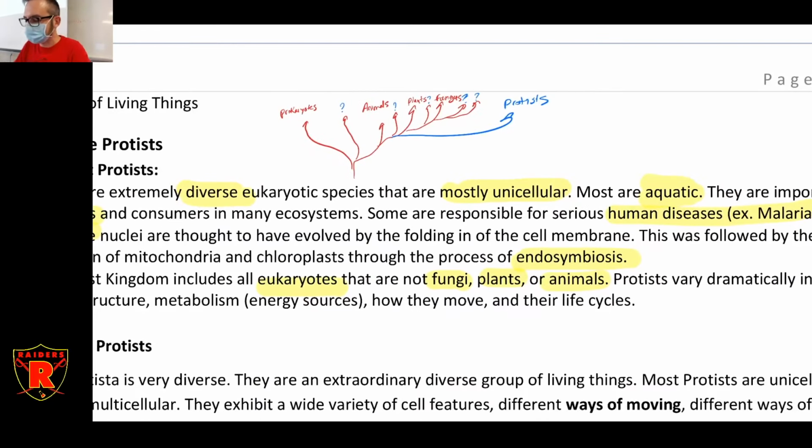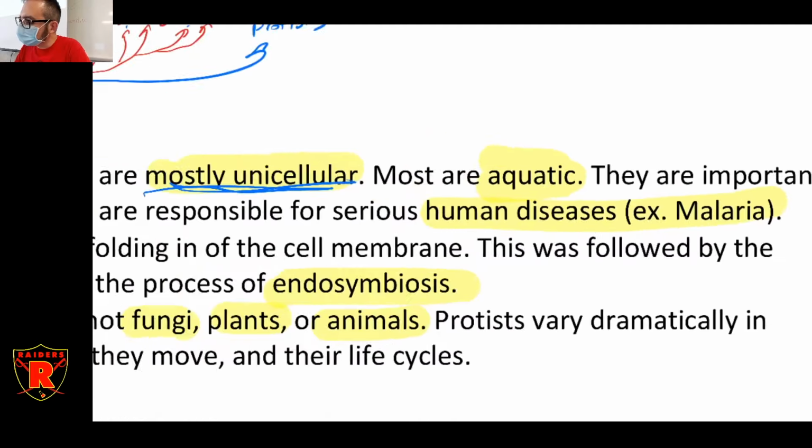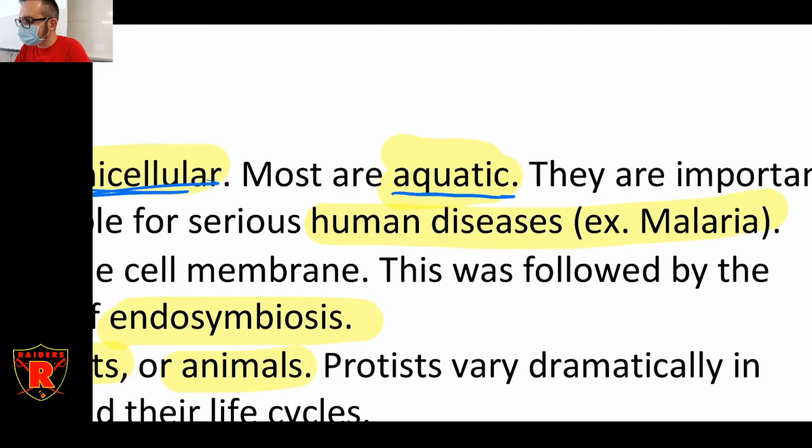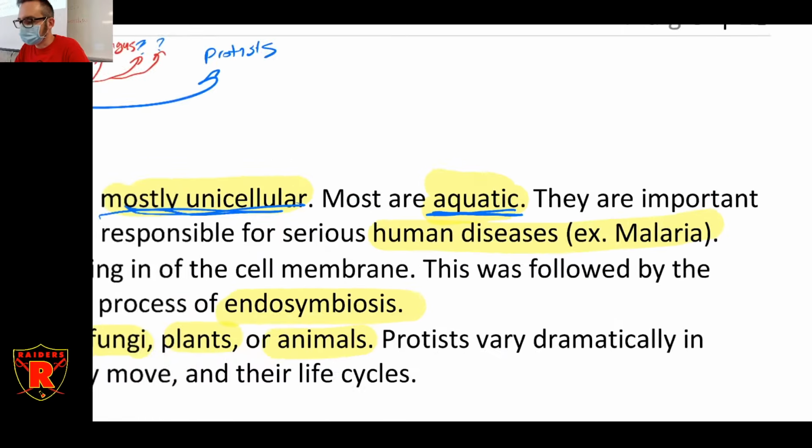Most of them are unicellular. It's definitely the most diverse of the eukaryotes. They're all eukaryotic, by the way, so they all have a nucleus and Golgis and all the things that make you a eukaryote. Almost all of them are aquatic. I think that's part of the reason why historically we've categorized them all together. They mostly live in water or in very wet environments. So these are like water organisms.